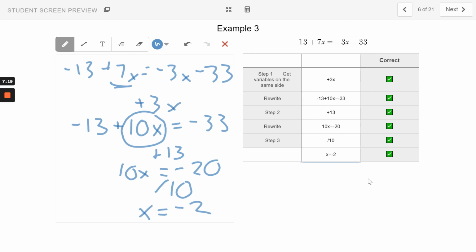Okay, I hope this helped you figure out how to solve equations with variables on both sides.